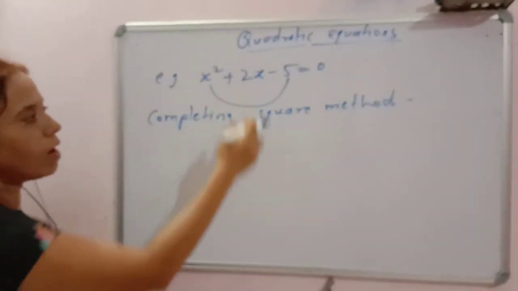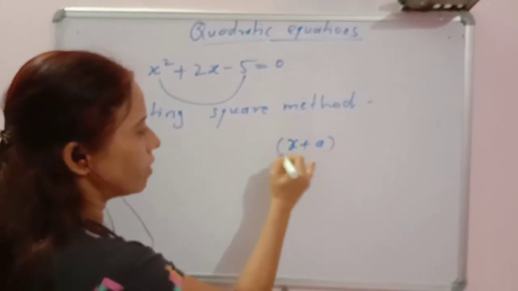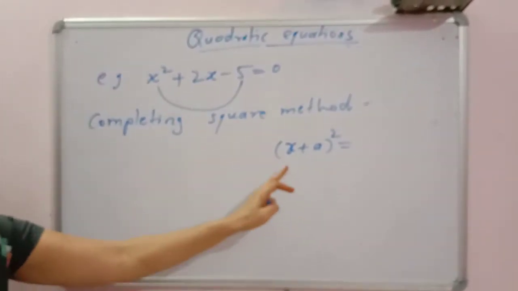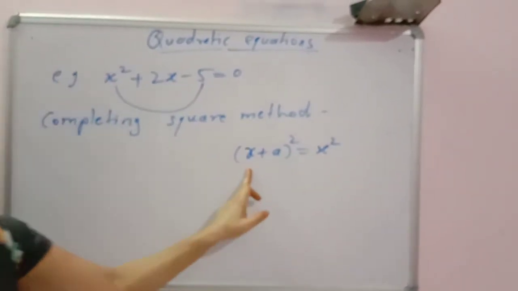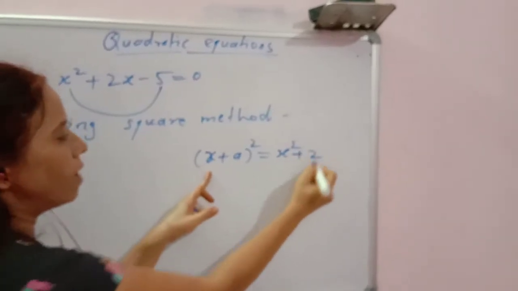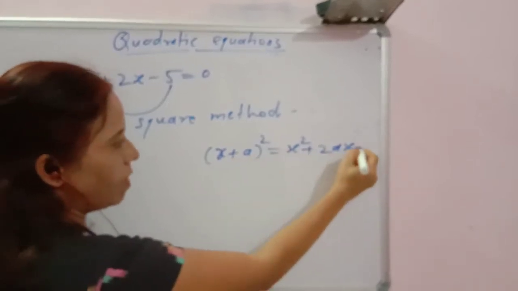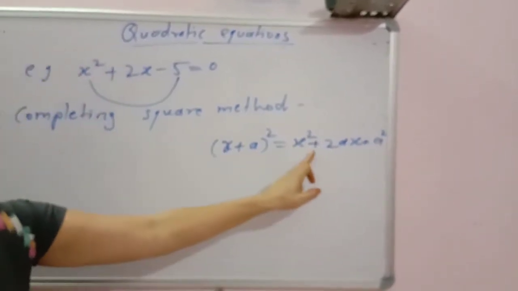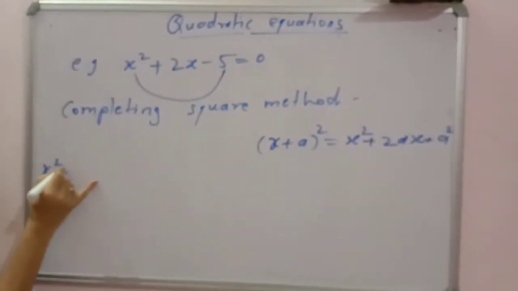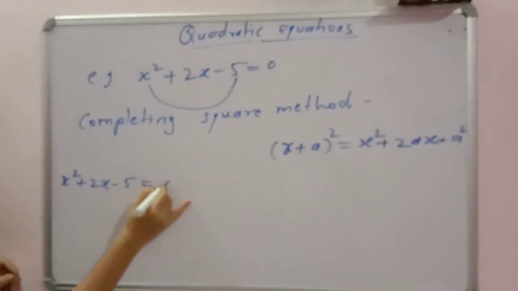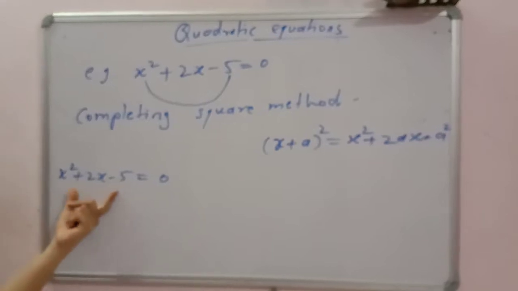Now you have studied identities last year, that is (x plus a) whole square. Have you studied this? The expansion of this identity is the first term square, that is x square, plus 2 multiplied by first term multiplied by last term, that is 2ax, plus last term square, that is a square. So we will come to our original example now, that is x square plus 2x minus 5 equal to 0. It is not a perfect square trinomial, and that's why we can't solve it by factorization method.